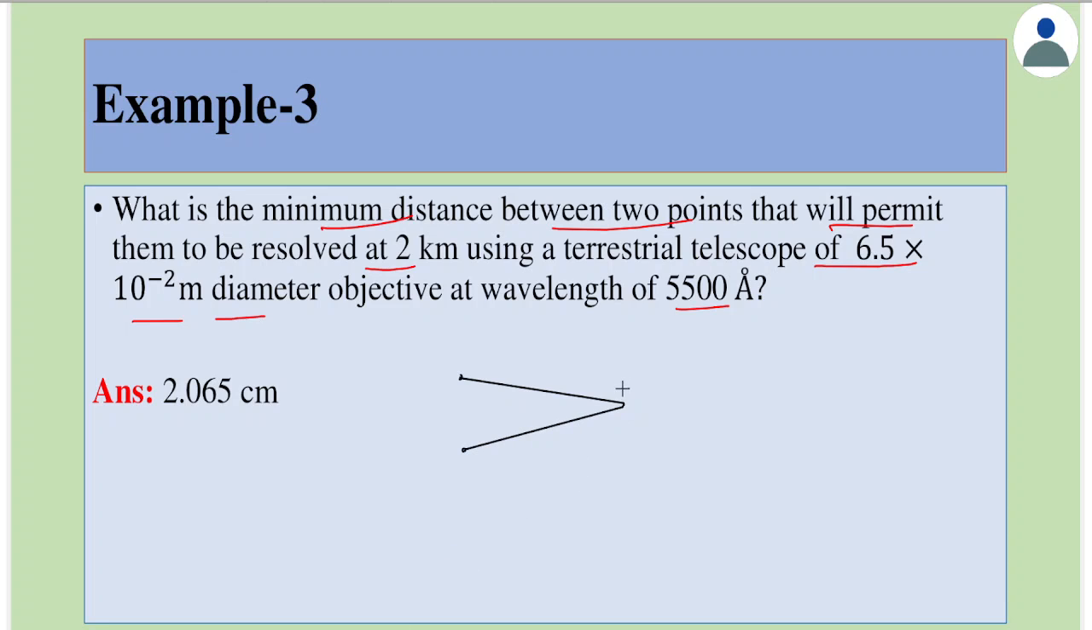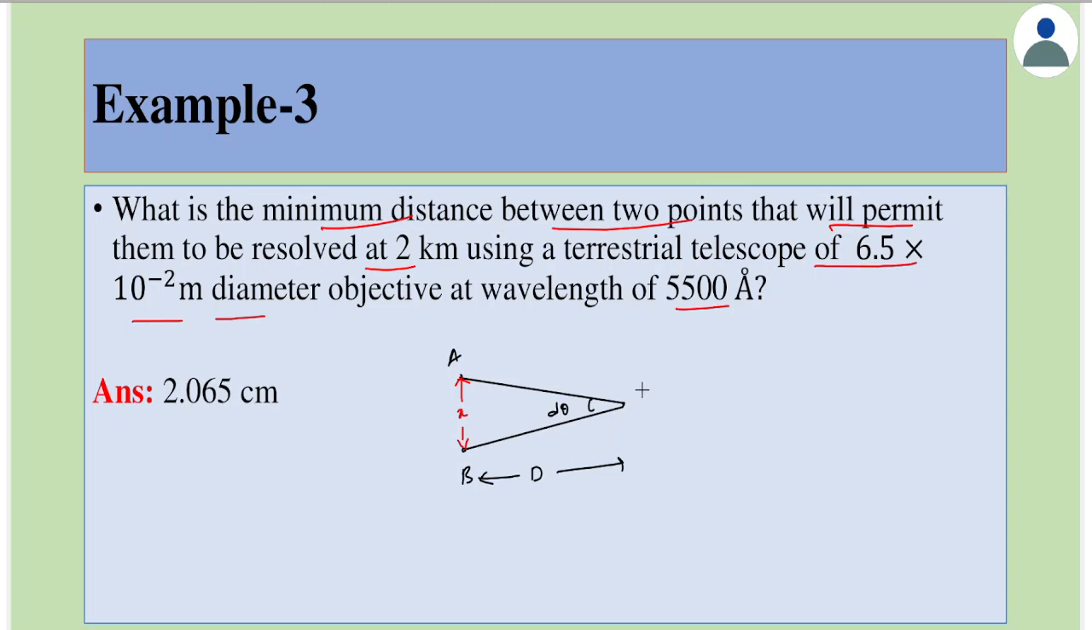Suppose somewhere here an objective lens is placed. Let us call the objects A and B. The distance between the objects and this point is taken as D. Now somewhere here is the objective. This angle is called d theta, and we know what is d theta. But here the question says, what is the minimum separation that will permit them to be resolved, which means we need to find the distance between two objects, which we call x. So we need to find out what this x is in this case.